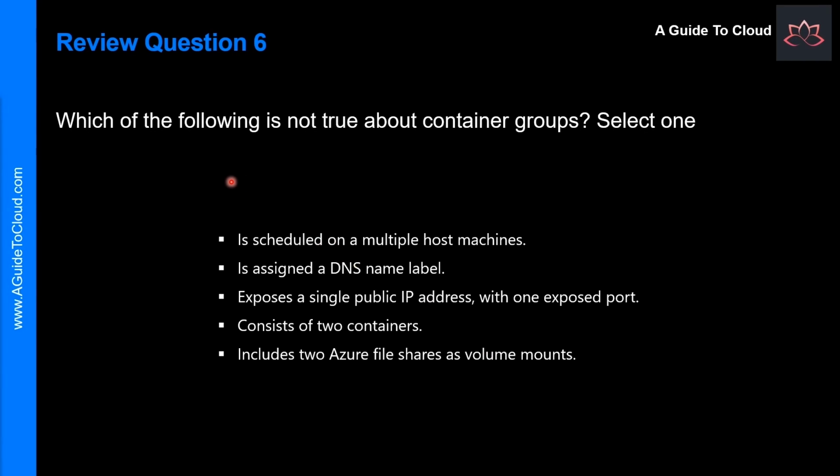Which of the following is not true about container groups? Select one. Is it scheduled on multiple host machines? Absolutely, it is not true. Rest everything is true. You can assign a container instance a DNS name label. You can expose a single public IP address. And a container group can consist of two or more containers and include Azure Files as well. So the one which is not true is the first option. A container group is scheduled on a single host machine, not on multiple host machines.